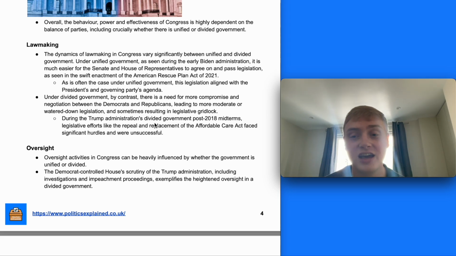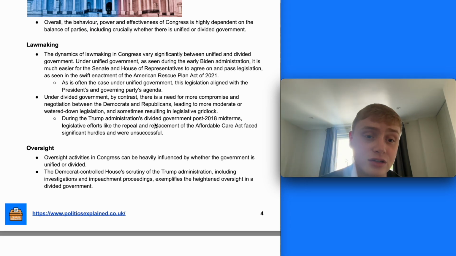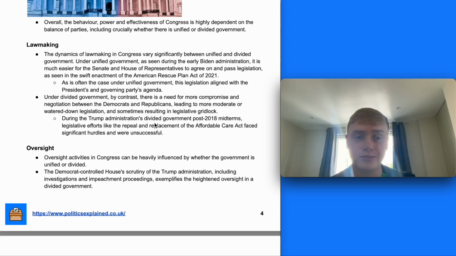Under divided government, by contrast, there's a need for a lot more compromise and negotiation between the Democrats and Republicans in order to get anything passed, which leads to more moderate compromise and watered down legislation in many cases, and sometimes or often results in legislative gridlock. During the Trump administration, after the 2018 midterms, when there was divided government because the Democrats regained control of the House of Representatives, legislative efforts like the repeal and replacement of the Affordable Care Act faced significant hurdles and were unsuccessful due to divided government.